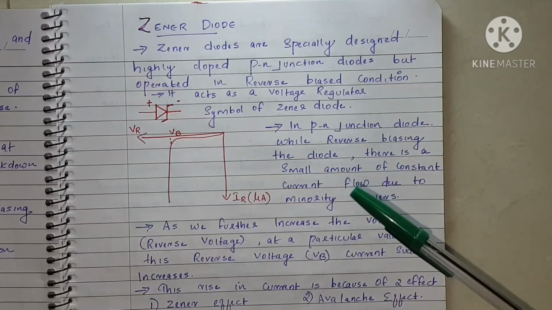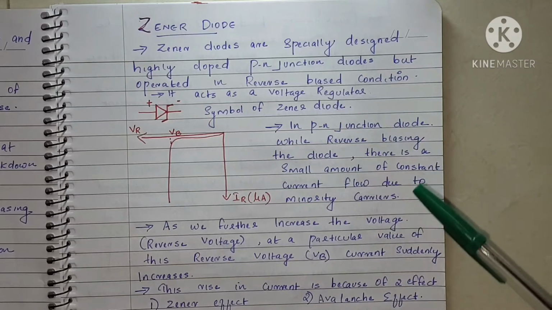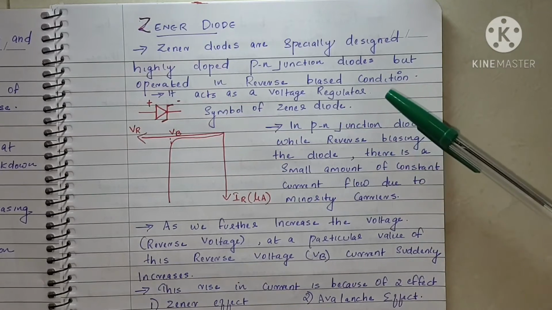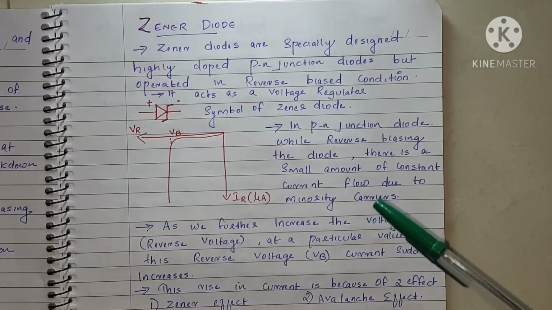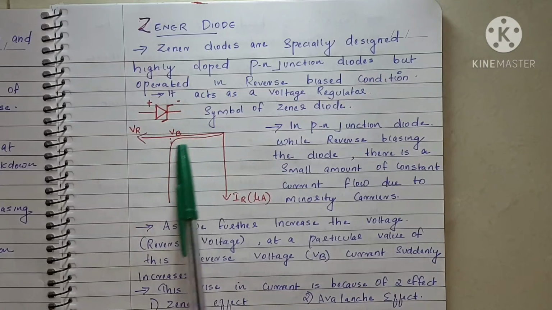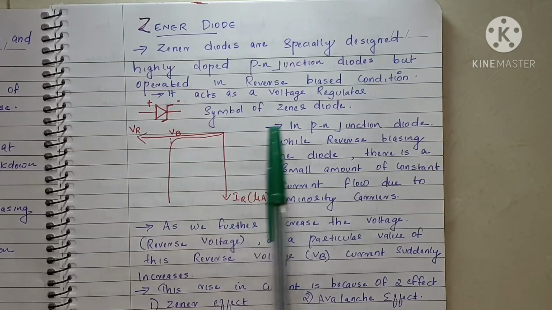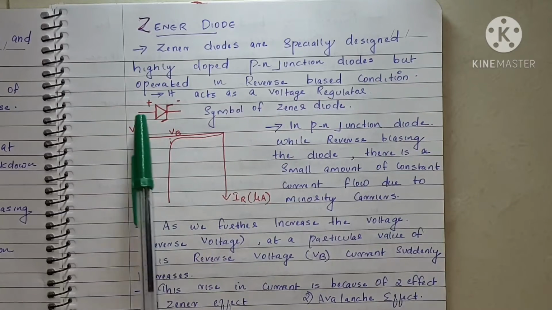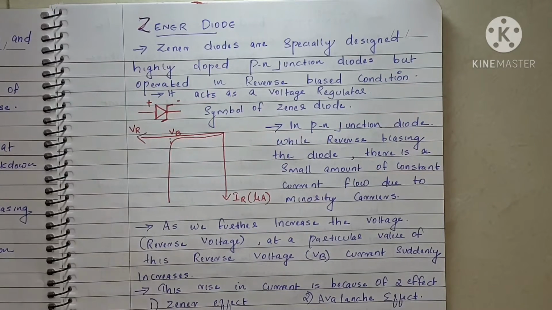That is why the Zener diode is known as a specially designed, highly doped PN junction diode, which is used to operate in reverse bias condition. And at this particular breakdown voltage, the Zener diode acts as a voltage regulator. This is the symbol of a Zener diode.